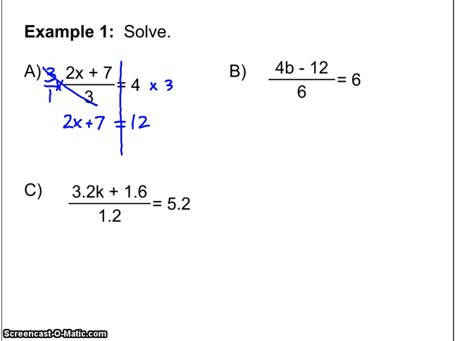Okay, so x is being multiplied by 2, and we're adding 7 to it. Recall, we do the inverse of adding and subtracting first. So I'm going to subtract 7 from both sides.